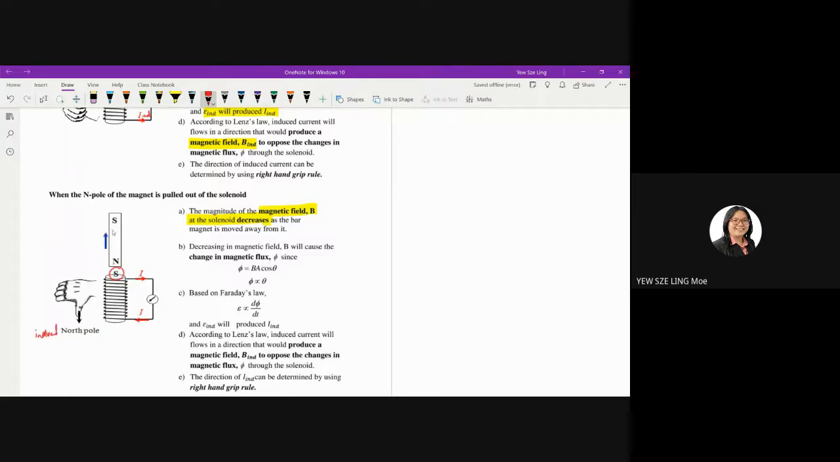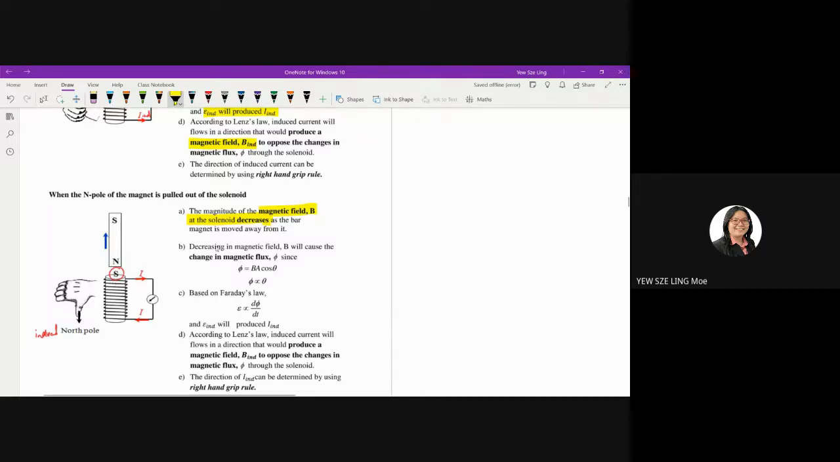If you pull it out, it won't let it go out. It doesn't want it to go out. So if it doesn't want it to go out, what happens? It will generate a south pole here, because it will try to attract the magnet. It wants the magnet to stay stationary, not moving. So an opposite pole will be generated.